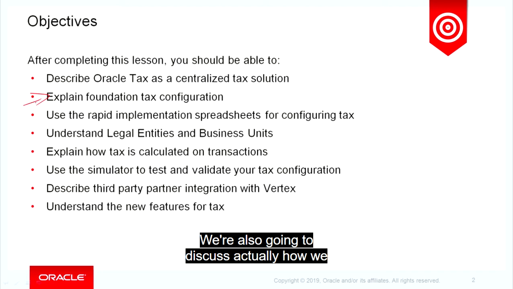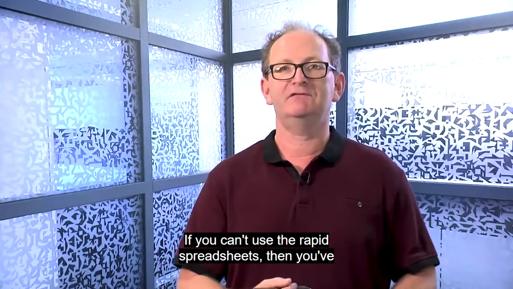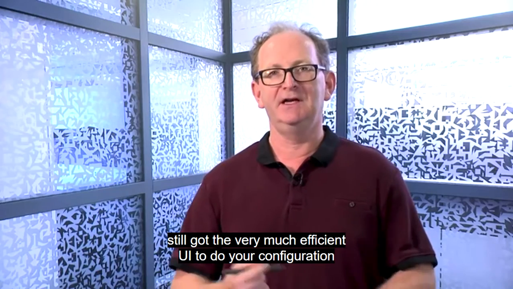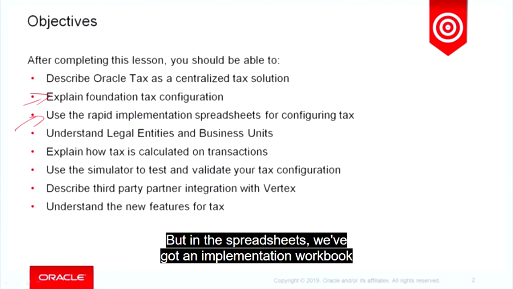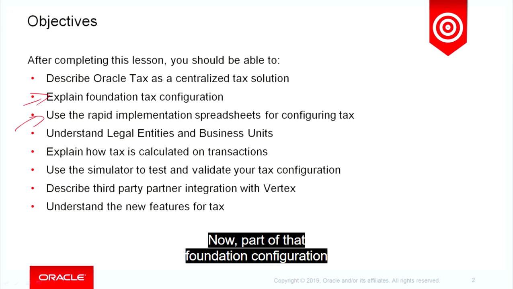We're also going to discuss how we are efficient in creating all of your tax configuration, possibly across multi-countries. And the recommended route now is you use the rapid spreadsheets. If you can't use the rapid spreadsheets, then you've still got the very efficient UI to do your configuration in the various cloud UIs rather than from the spreadsheet. But in the spreadsheets, we've got an implementation workbook and a configuration workbook, and that's the route really to do the majority of your configuration.